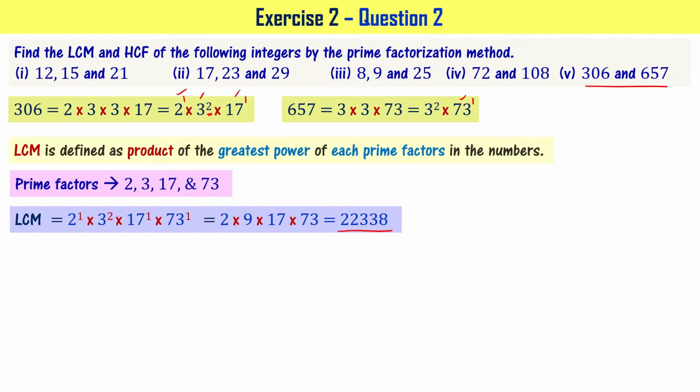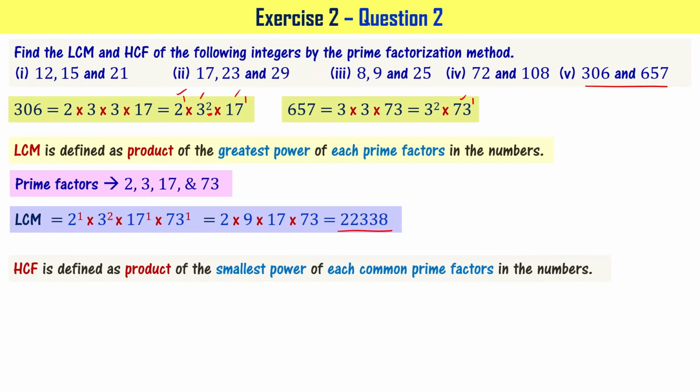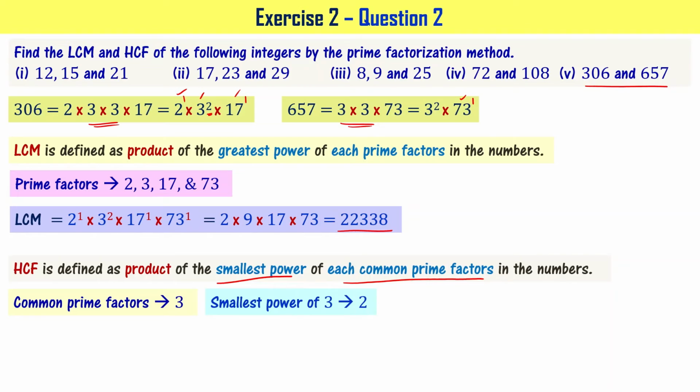Got it? Now let's look at the HCF. HCF is defined as the product of the smallest power of each common prime factor. Do you have some common prime factor? You have, right? 3 is here and 3 is here. So the common prime factor is 3. And what is the smallest power of that? The power of 3 is 2 here, 2 here. That's why we say the smallest power of 3 is 2. So HCF can now be written as 3 square, that is equal to 9. Got it? HCF of 306 and 657 is 9.